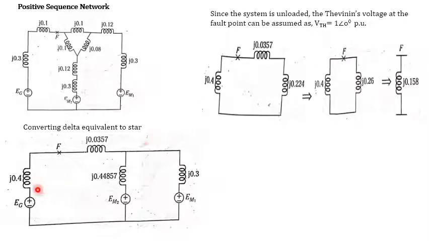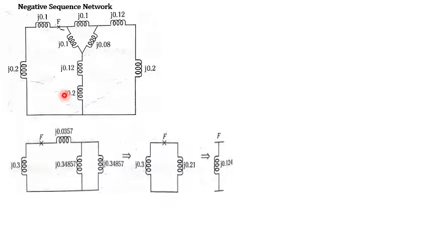I told you the source of EMF should be short circuited. Combining series and parallel, the final answer we get is 0.158. This is the equivalent network for the positive sequence network, that is the source of EMF and the reactance, which we can consider as Z1 Thevenin. Similarly for the negative sequence network, again converting this delta to star, and parallel and series, we get 0.124.